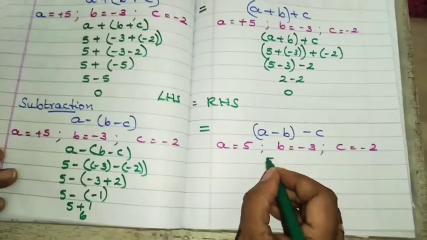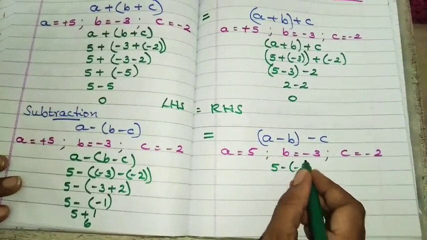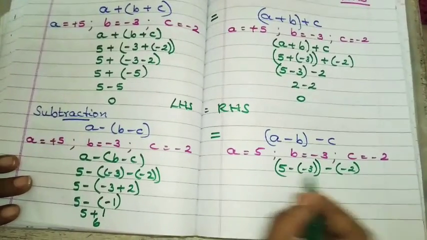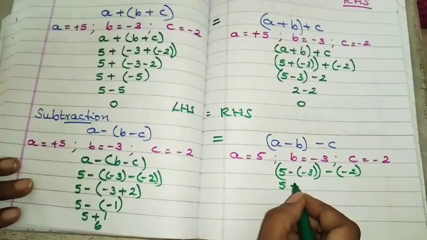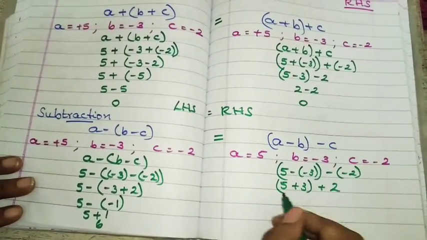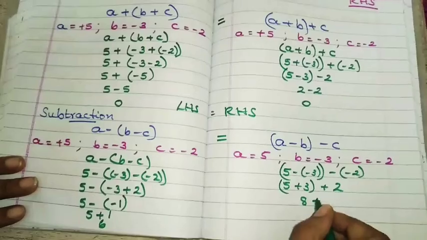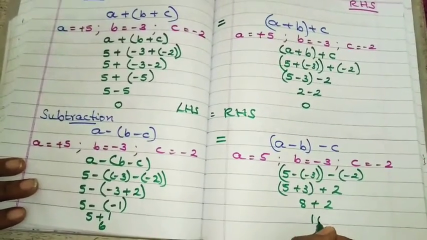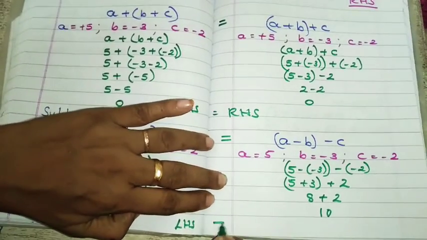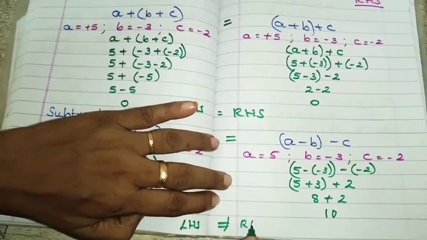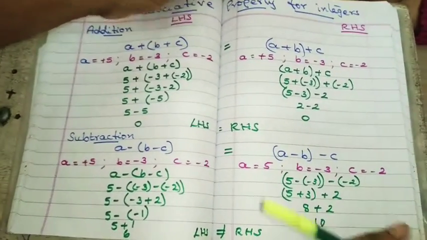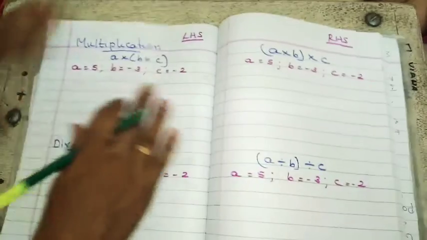Now RHS, 5 minus of minus 3. Since it is negative, I am writing it in the brackets. Minus 2. So 5 minus into minus plus. Again here minus into minus plus. 5 plus 3, 8. 8 plus 2, 10. Is 6 equal to 10? No. Therefore, LHS is not equal to RHS for subtraction.